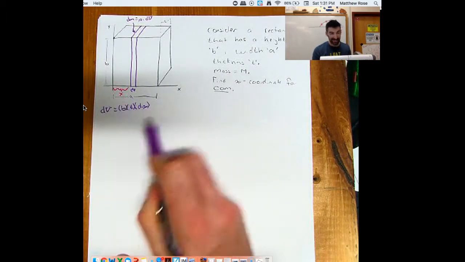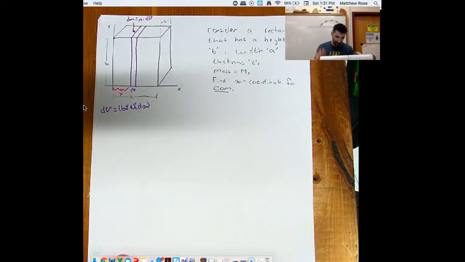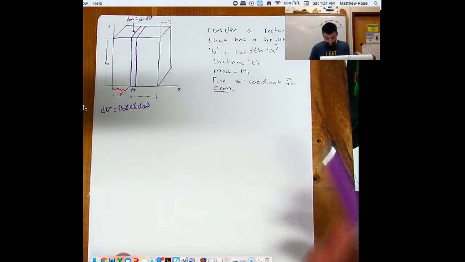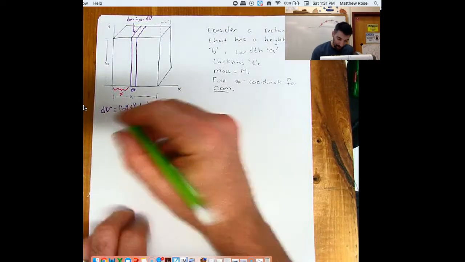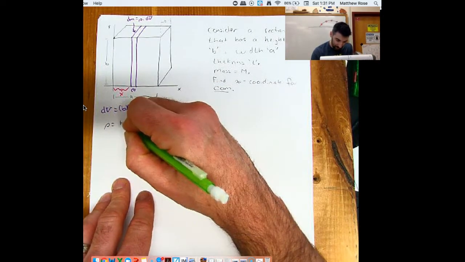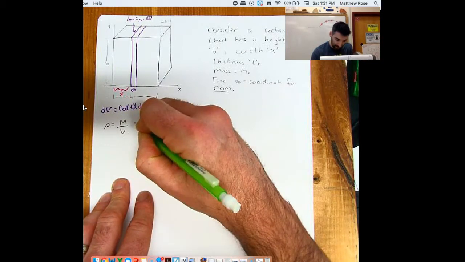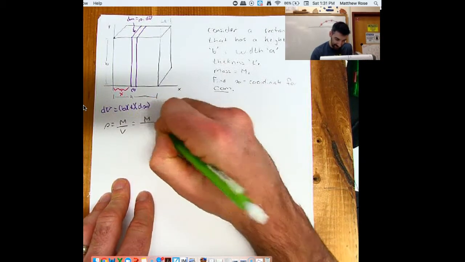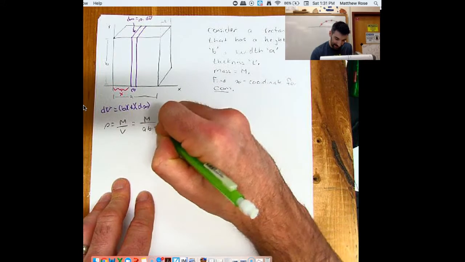Microscopic, and that's probably not the best term, means very, very small. Macroscopic is the big picture. We just say density, and I can even write it out. In the big version, density is equal to big mass over big volume, which would be our mass divided by A times B times T.